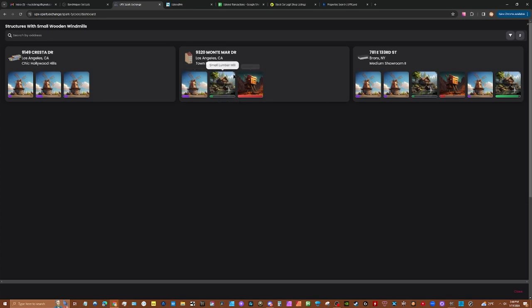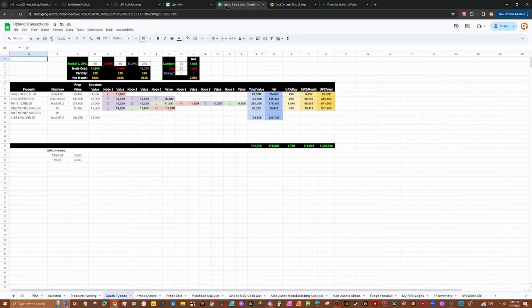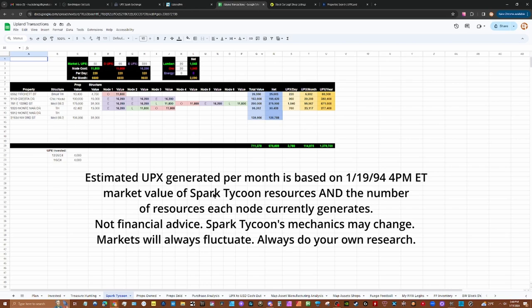When you sell a property that has a Spark Tycoon node on it, that node gets transferred to the new owner. So it becomes part of the property, which is really what I think is the coolest thing about Spark Tycoon. This is my spreadsheet that I use, and you really should use a spreadsheet. You can see I've only invested 8,000 UPX. Everything here has been organically generated.